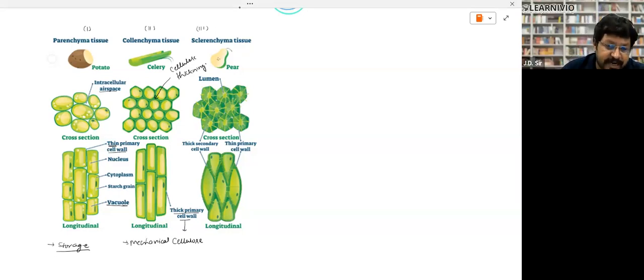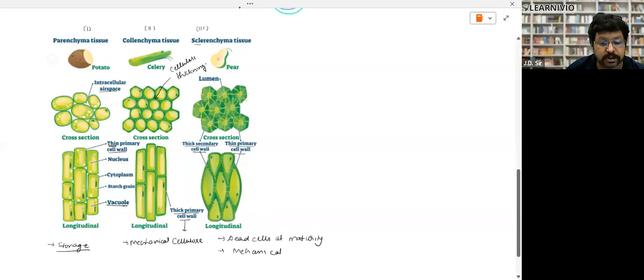Last but not least is sclerenchyma tissue. Sclerenchyma tissue is basically meant for the formation of wood, right? So this is the cross section. They have a thick secondary wall, meaning the secondary wall is developed, and a thin primary cell wall, right? Mostly these sclerenchyma tissues are dead, made up of dead cells at maturity. Initially, they are not dead, right? At maturity, they become dead. And they are mechanical tissue. Only and only their function is mechanical.